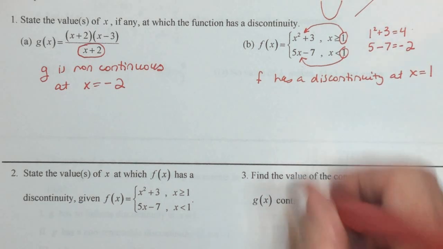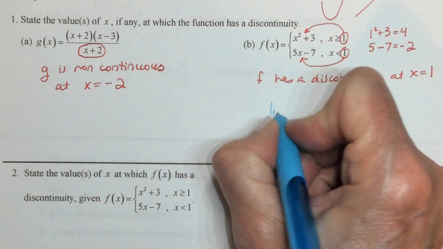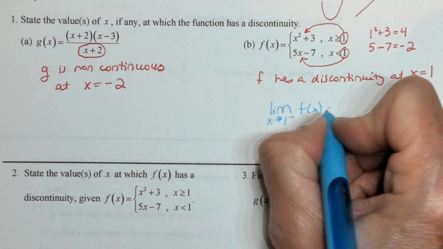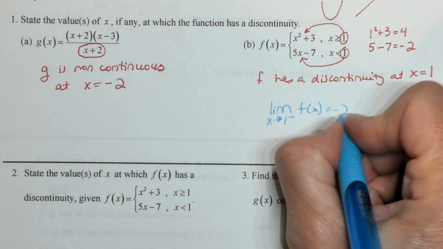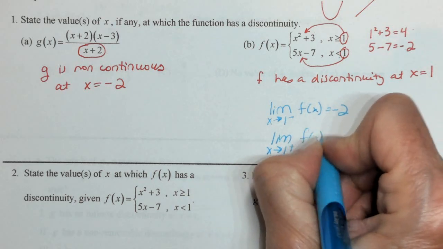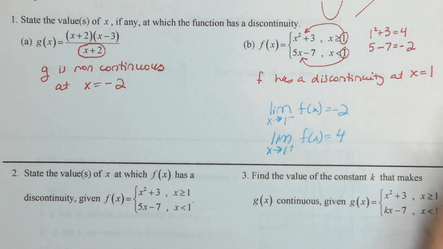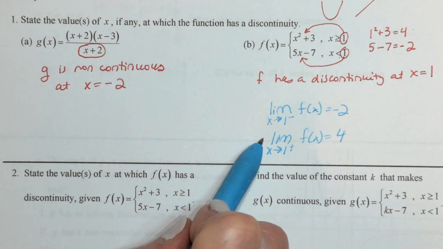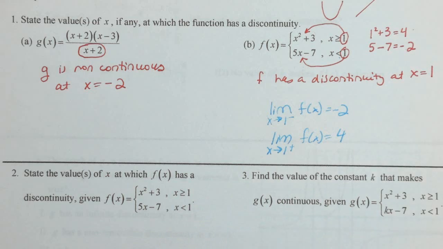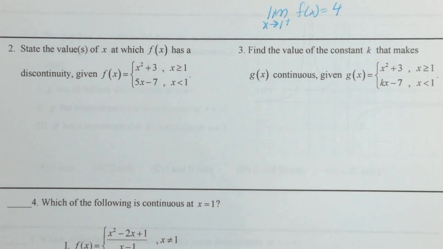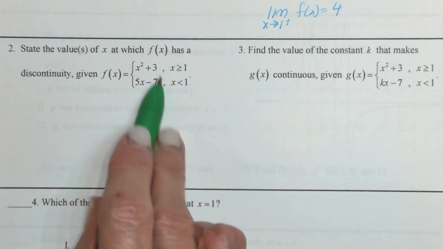Okay, and for the sake of your notes, the limit as x approaches 1 from the left is -2. The limit as x approaches 1 from the right is 4. If I were proving it, I would need to say this. All right, number 2. State the value or values of x at which f has a discontinuity given this one.